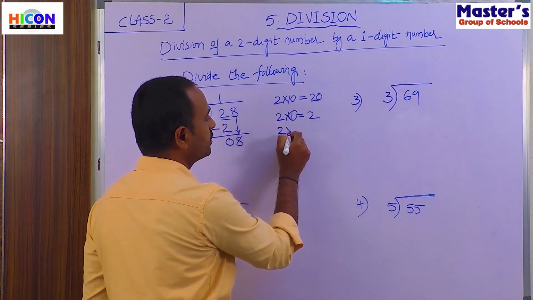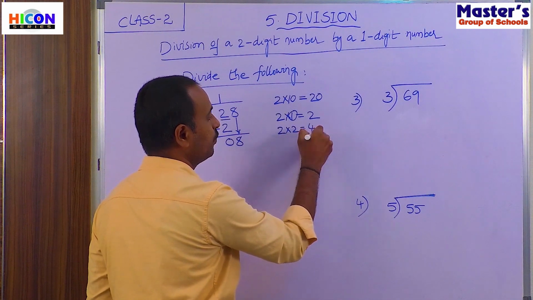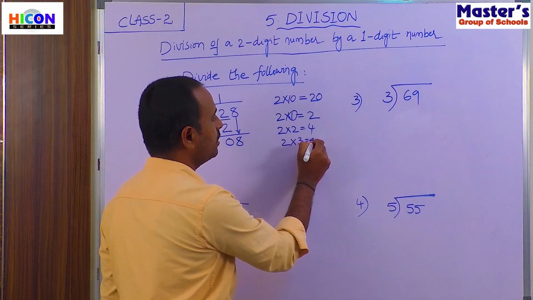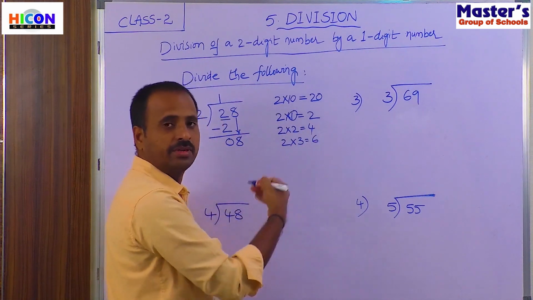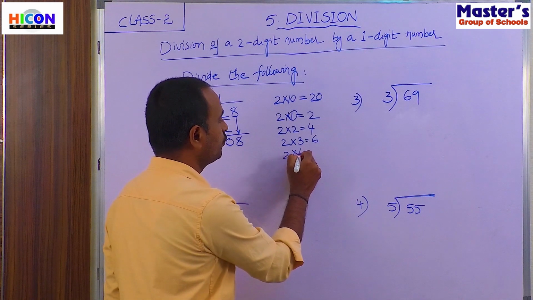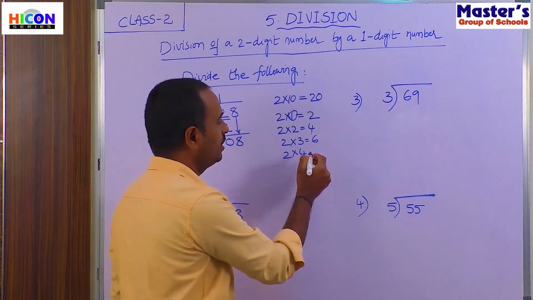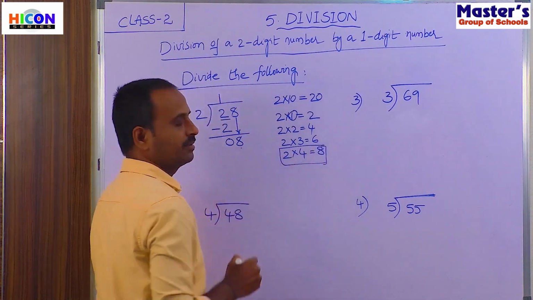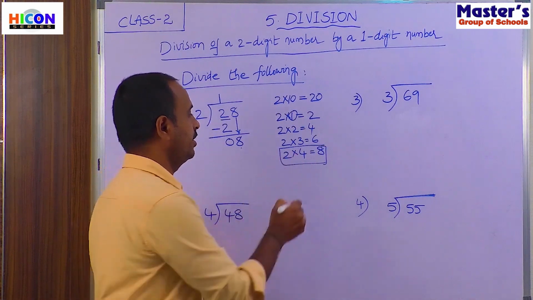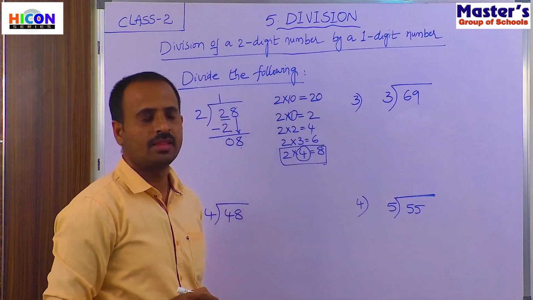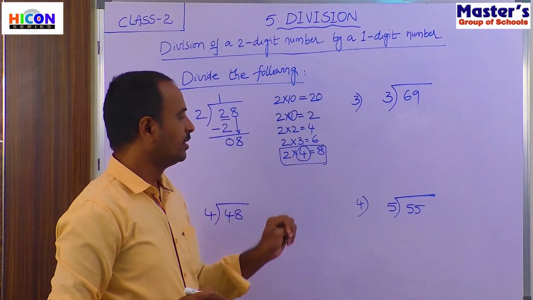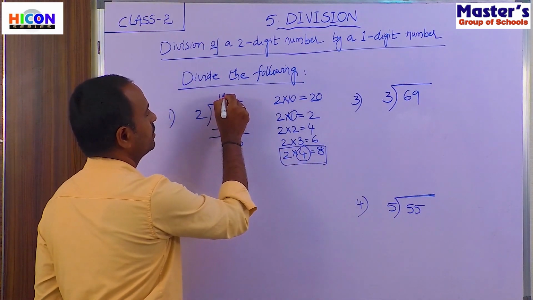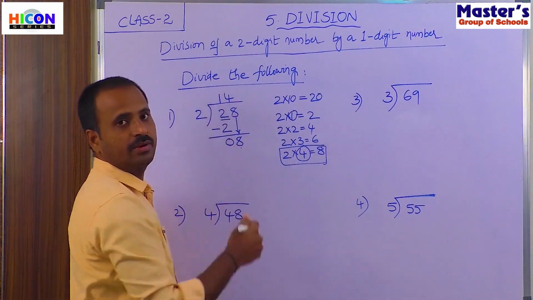If you take 2 times, 2 2s are 4. And if you take 3 times, 2 3s are 6. Now take 4 times. Children, how much are 2 4s? 2 4s are 8. Yes, we have finally got the number 8. How many times have we taken? 4 times. That is 4 times 2 is 8. So write 4 in the quotient beside the 1.